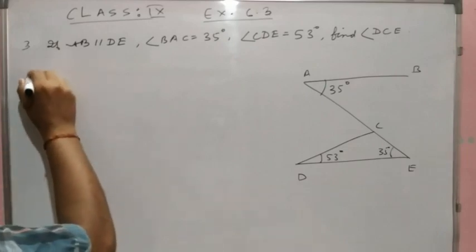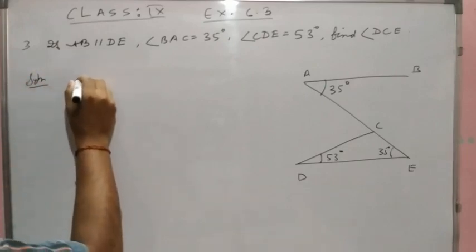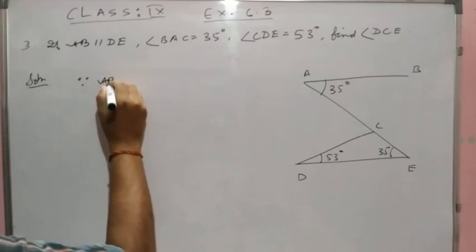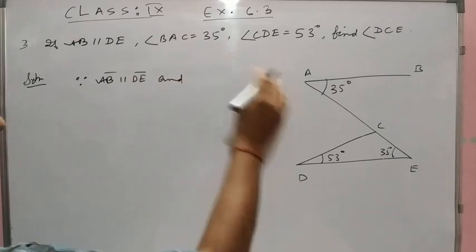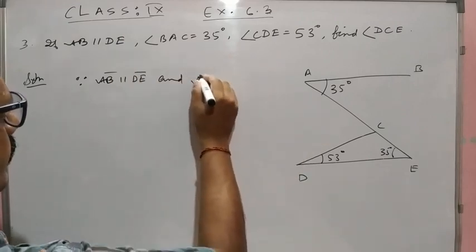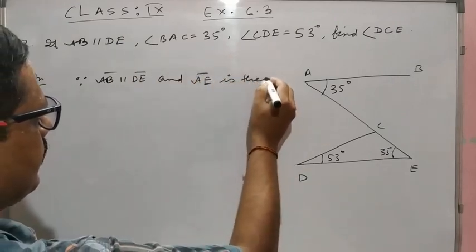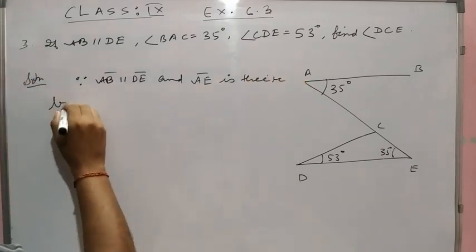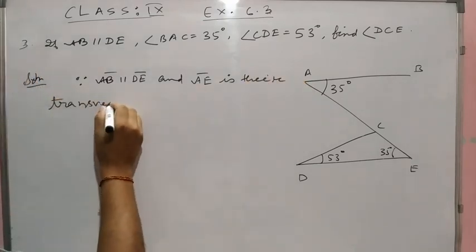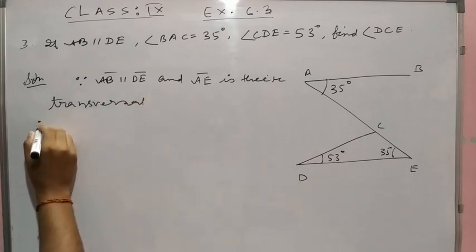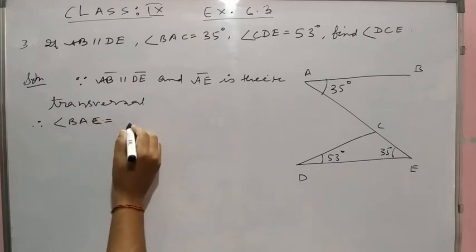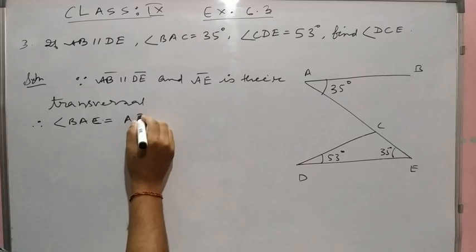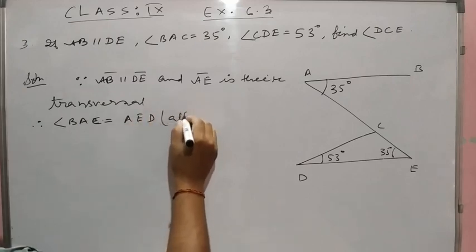Here is the solution. Since AB is parallel to DE and AE is the transversal, therefore angle BAC equals angle AED, alternate angles.